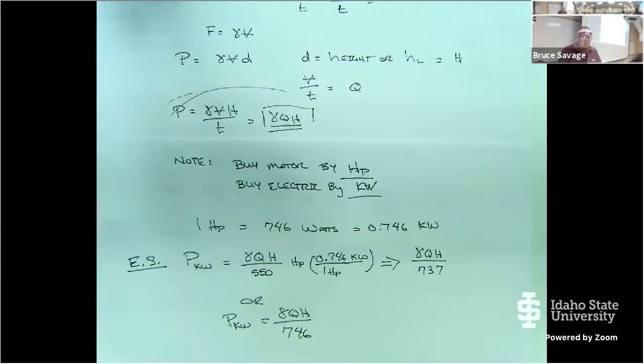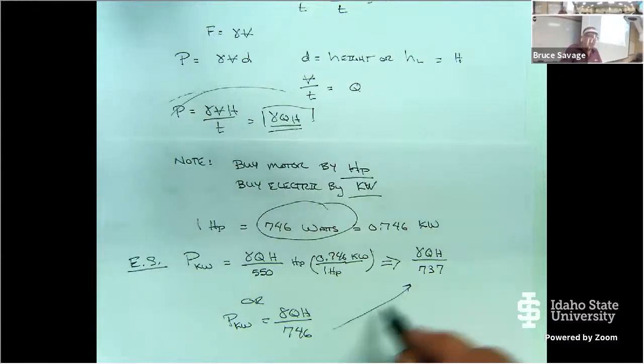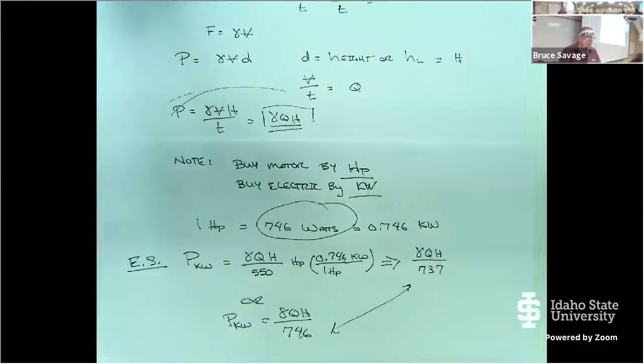Now, the reason they do that is because old timers had this concept stuck in their head that the conversion is 746. 746 and 737 are so close, they call it good enough and move on. So you'll see both equations in books. Either one will get you within a few pennies of each other, within the accuracy of being able to define your system. Friction factor is a bigger variable than the difference between those two numbers. So either one works just fine, okay?